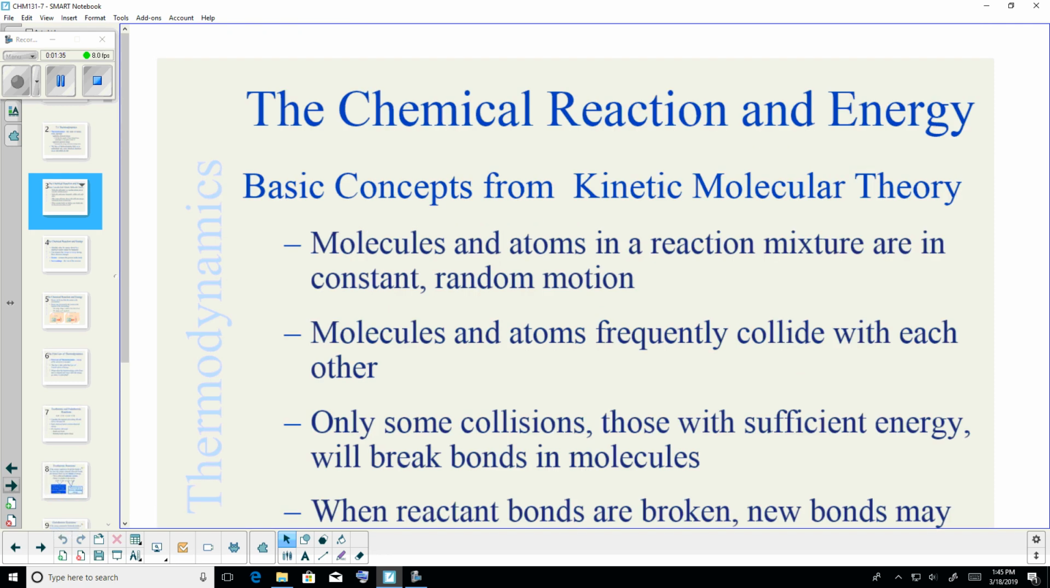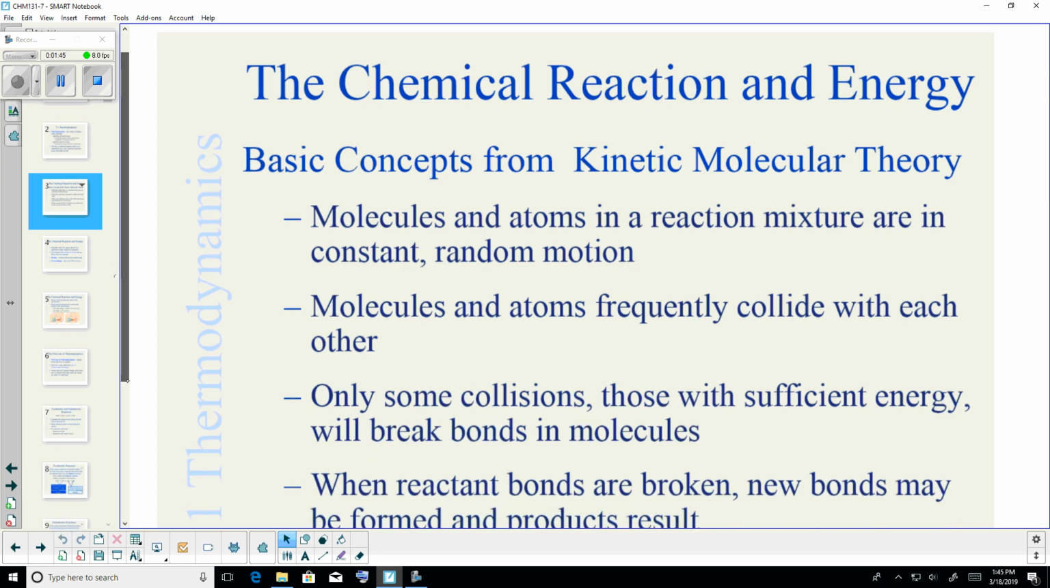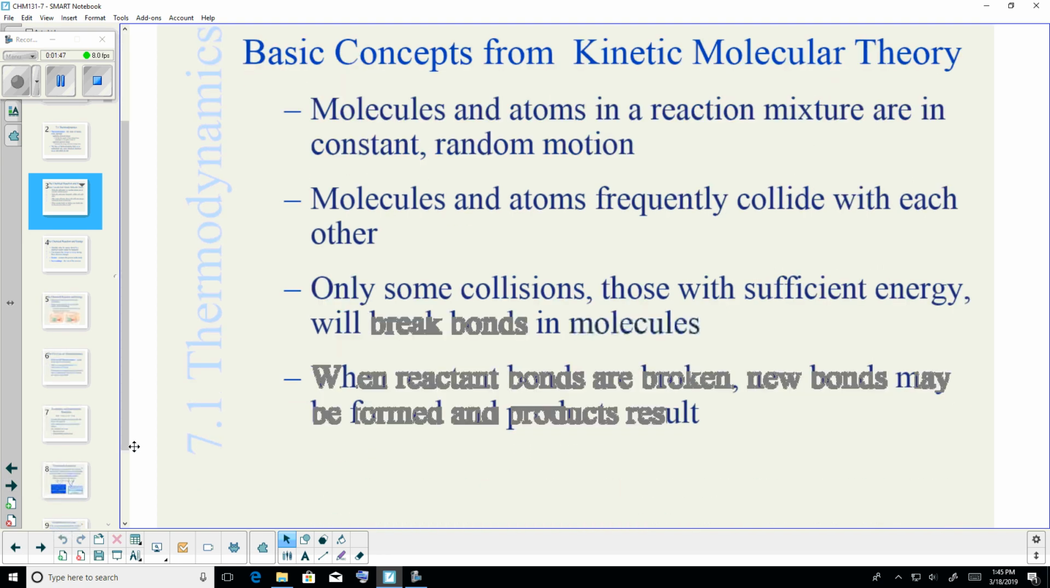So going back to our kinetic molecular theory, molecules and atoms in a reaction mixture are in constant random motion, so they frequently collide with each other. But they have to collide with sufficient energy to break the bonds, because a chemical reaction is breaking bonds in the reactants and reassembling them into products. If they just bump into each other and don't break the bonds, nothing happens.